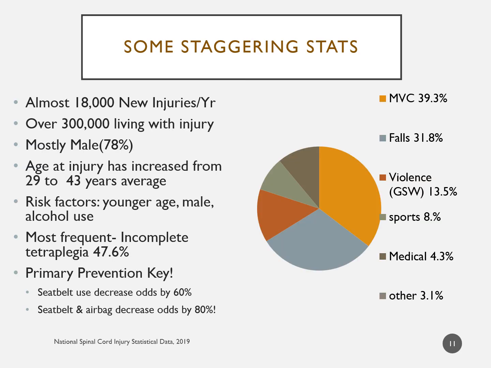Just looking at some of the statistics for spinal cord injuries, these are devastating injuries. When you look at these statistics, and this is from 2019, 18,000 new injuries in a year. People in the prime of their life, their injuries from 29 to 43 years. They're starting to get older people that are injuring themselves. But again, younger age, male, alcohol use. And most of the injuries are incomplete tetraplegia. So we'll talk about complete and incomplete. But when you think of tetraplegia, that is affecting all four of your limbs.